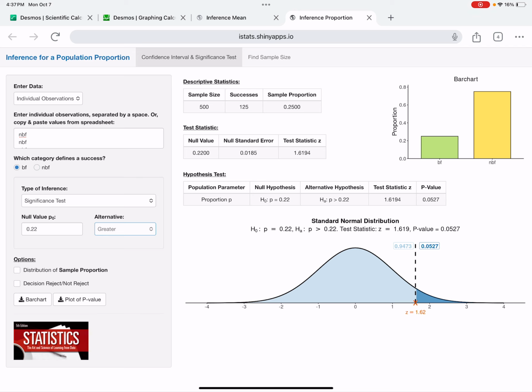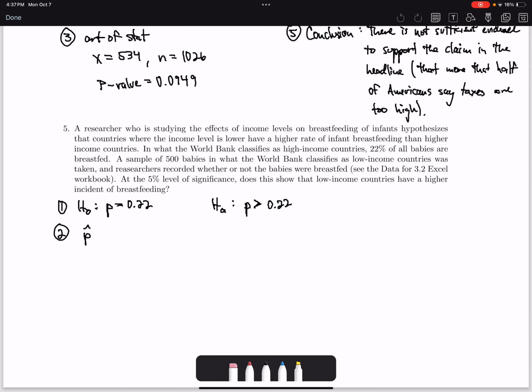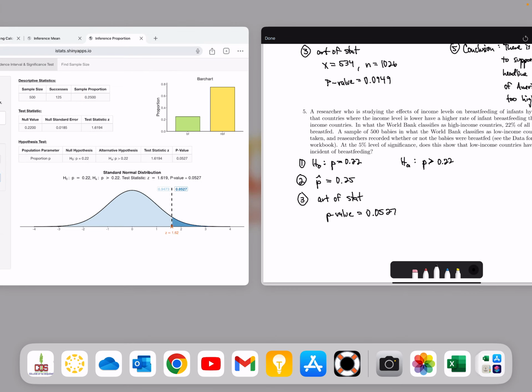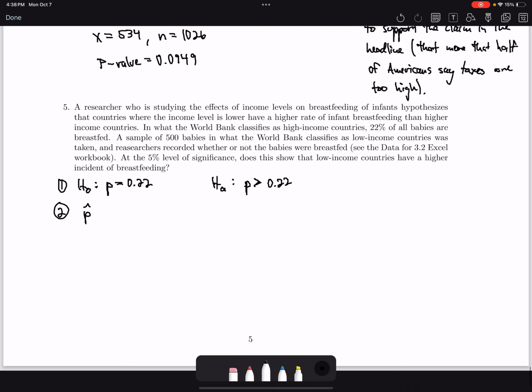Okay, so our sample proportion is 25%. Our p-value is 0.0527. Actually, the sample proportion is exactly equal to 25%. I was going to say it's approximately 25%, but it's equal to 25%. To get the p-value, we went to Art of Stat, and we got a p-value of 0.0527, I believe it was. Yeah, 0.0527.